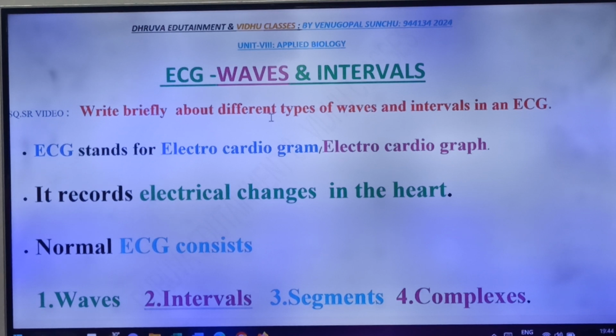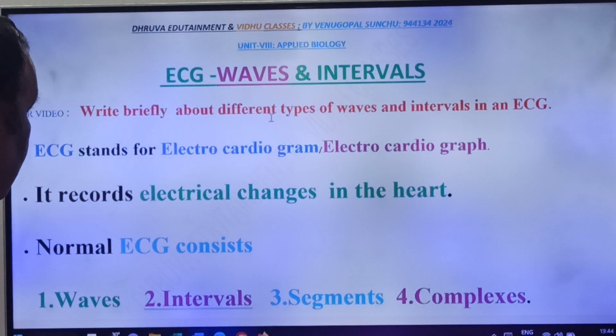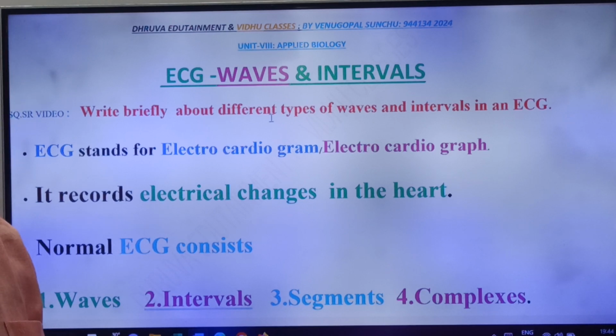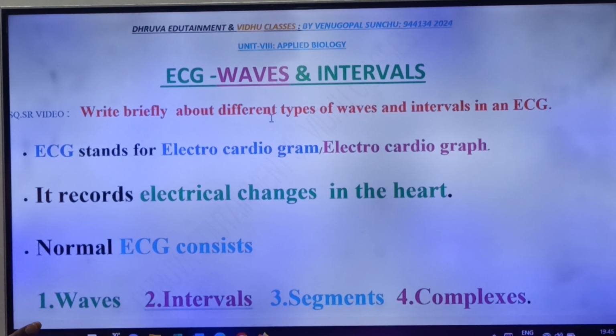Friends, this question is from Unit 8, that is Applied Biology, of Intermediate Second Year Zoology. So, what is our question, friends? Write briefly about different types of waves and intervals in an ECG. Friends, here you have to write about only waves and intervals of ECG.